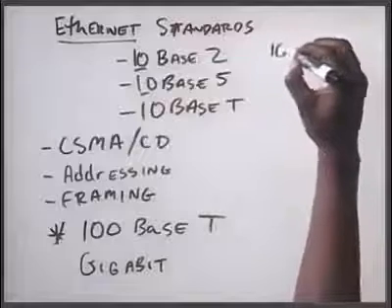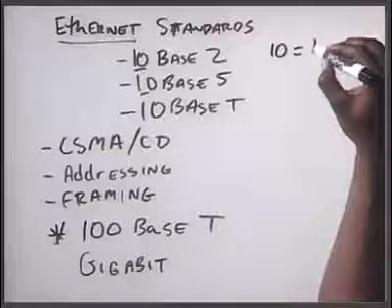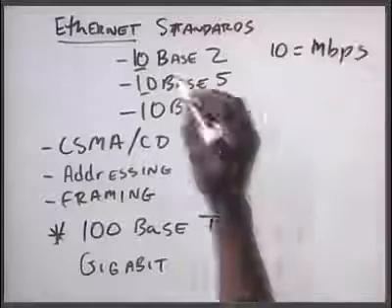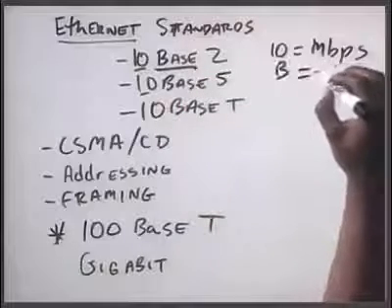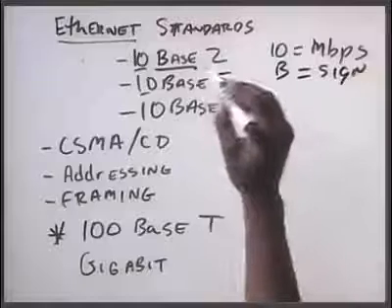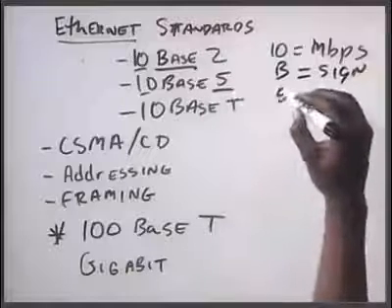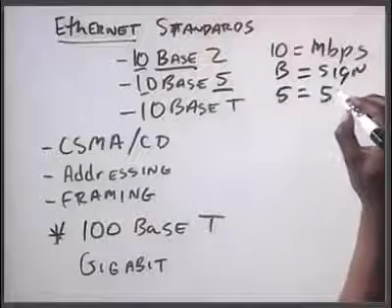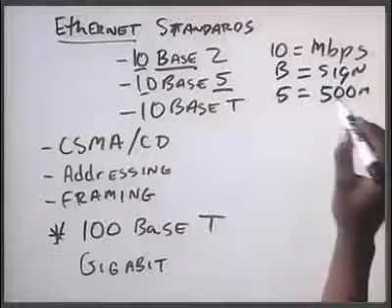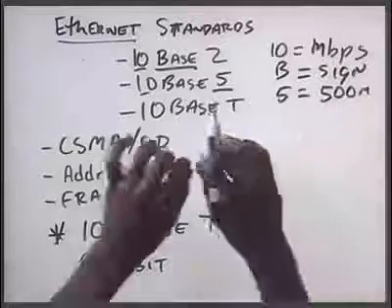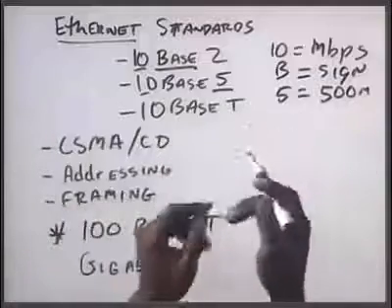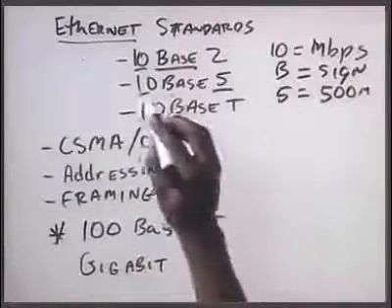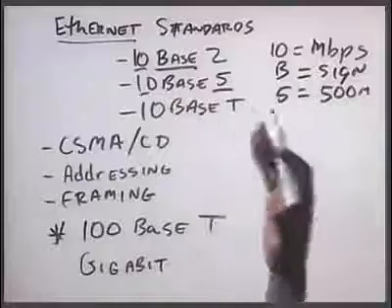10 indicates the bandwidth, or megabits per second. Base is baseband signaling. That's your signaling. And then right here, we'll throw in the 5. 5 is 500 meters, 500 meters cable length before attenuation would degrade the signal. So therefore, you would need a repeater every 500 meters when using 10-base-5.